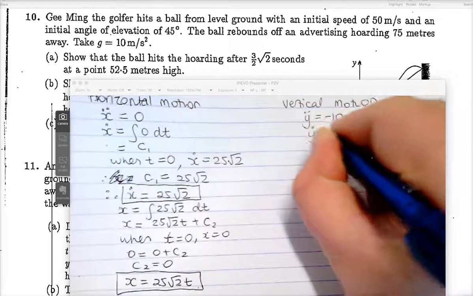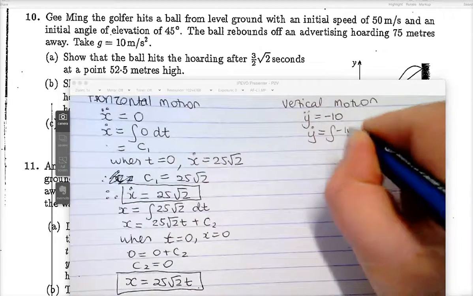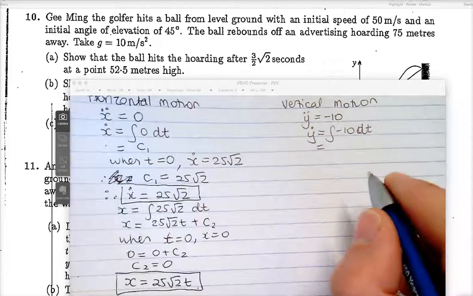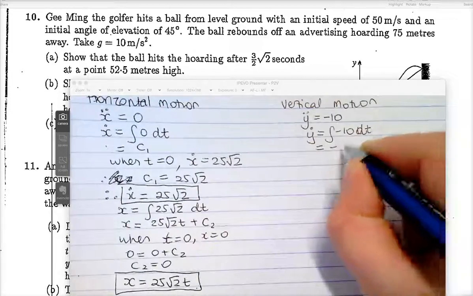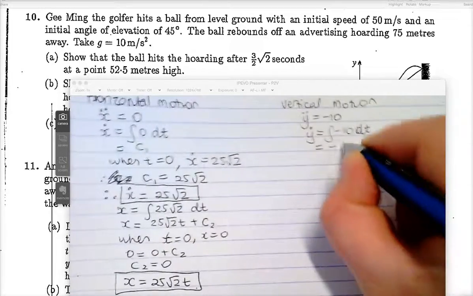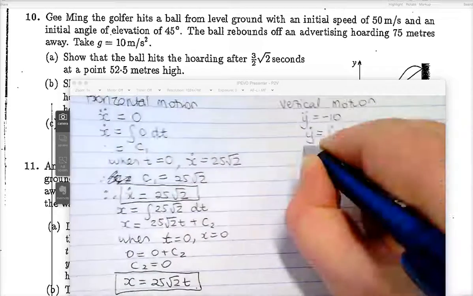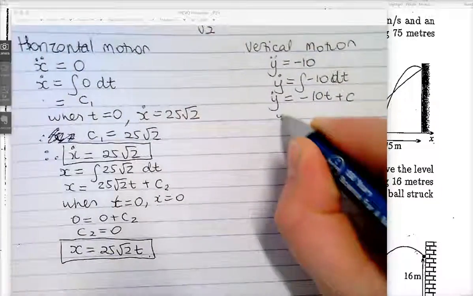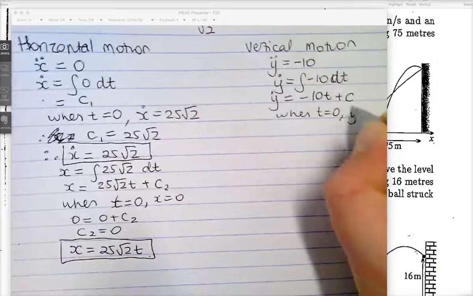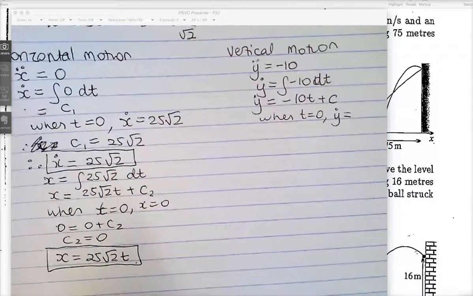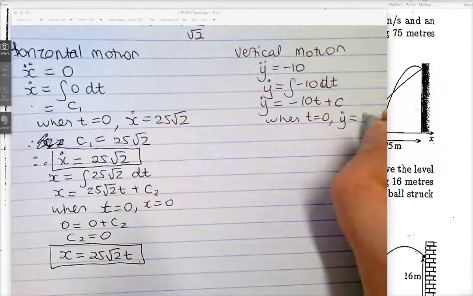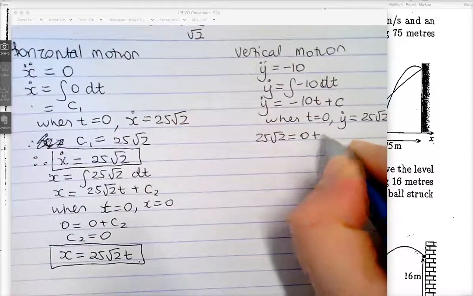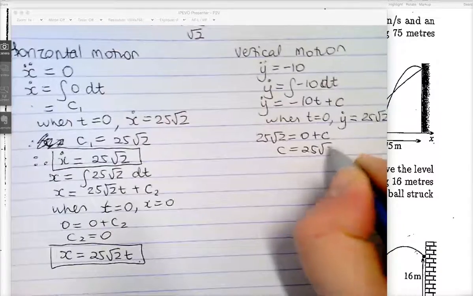So what do we get? y dot equals integral of negative 10 dt, which is negative 10t plus c. When t equals 0, y dot equals 25 root 2, I did it before. So therefore 25 root 2 equals 0 plus c, therefore c equals 25 root 2.